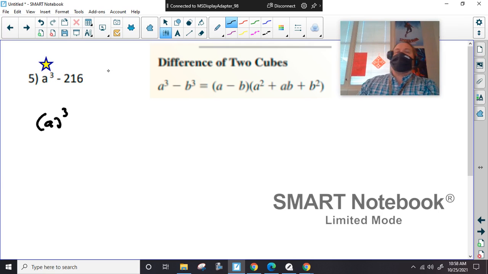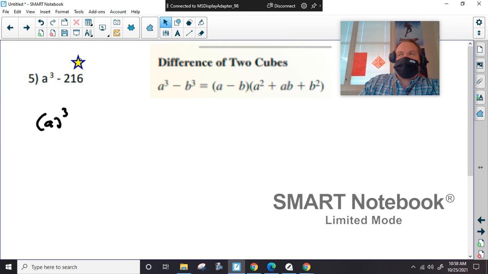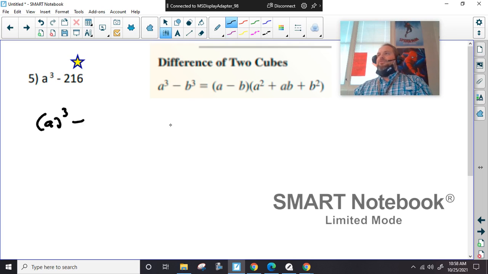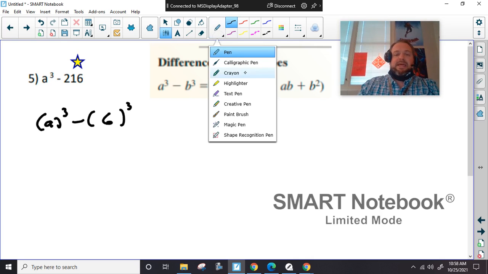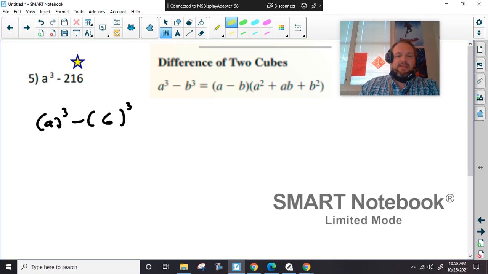Okay. Now, what is the cube root of 216? What number times itself 3 times is 216? Six times itself 3 times. Thank you. Yes. There is a way to use the calculator to find the cube root. It would be 6. So that would mean that our a is actually a. So everywhere we see a, we're going to plug this in right here. Okay. That means our b is 6. So everywhere we see b, we're going to plug in a 6.